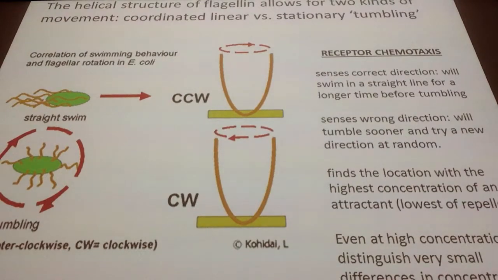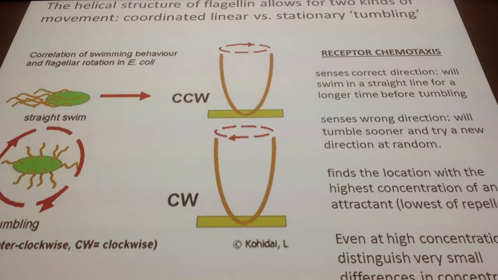If the flagella rotate counterclockwise, then they move forward. If they rotate clockwise, they just tumble. They remain in place. That's how most prokaryotic cells move, by swimming. Prokaryotic cells don't really crawl. They swim, but they don't crawl. So that's very simple. That's all that you need to know about prokaryotic cells, is that they move by rotating the flagellum.